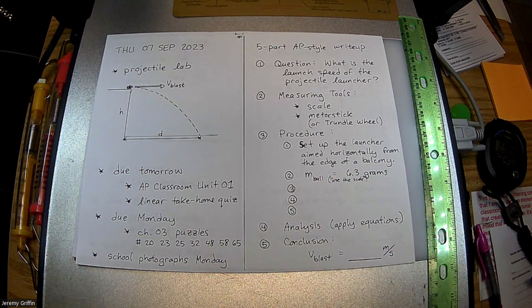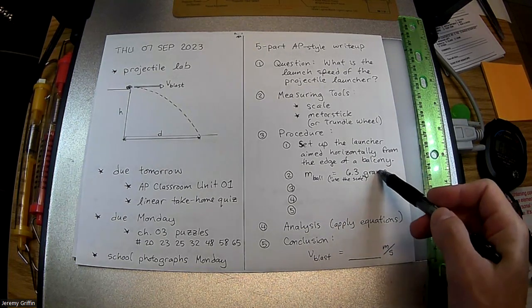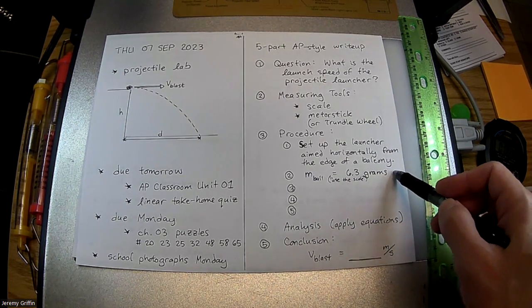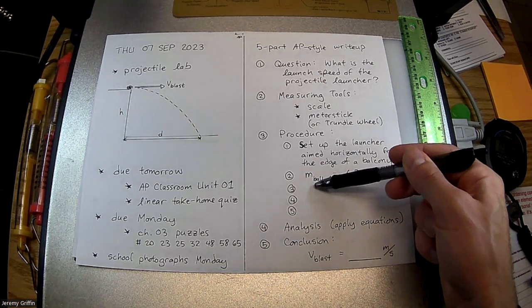Do you guys imagine if you had different mass balls, they'd probably be fired different distances? Yeah. That's sort of a future material, but maybe just keep that in the back of your mind now. For today, we're just using the constant mass, 6.3 grams.